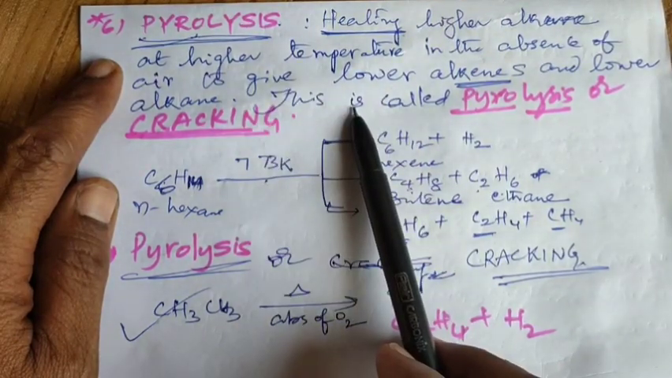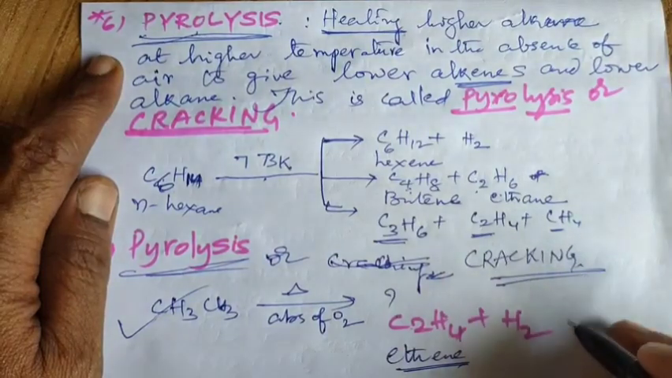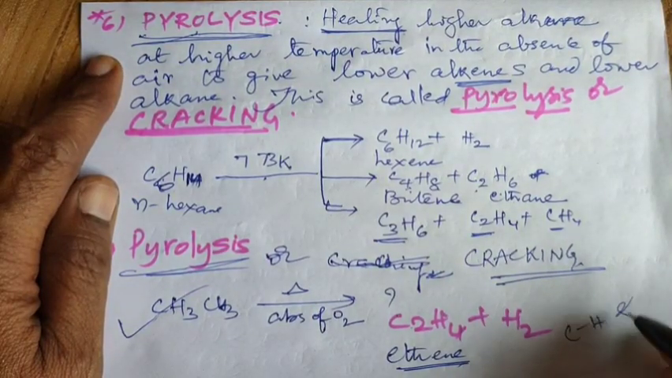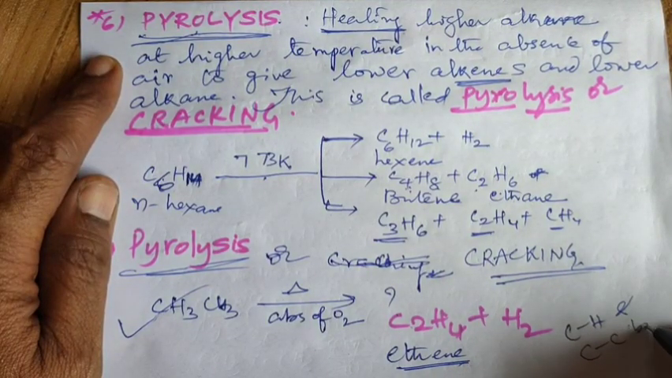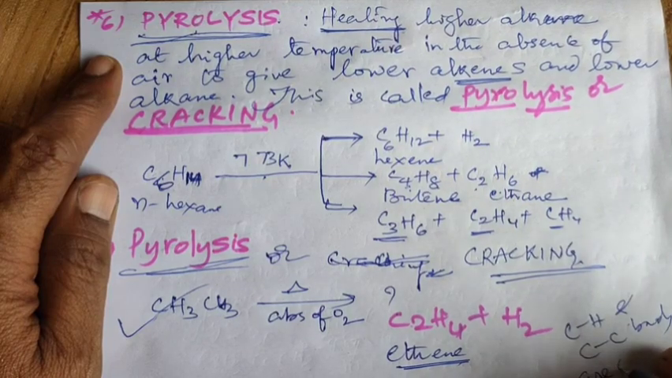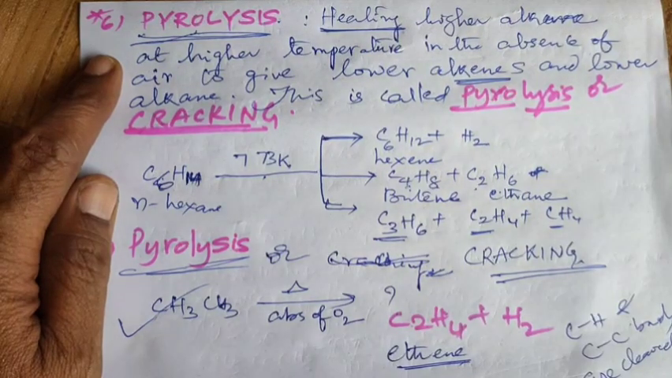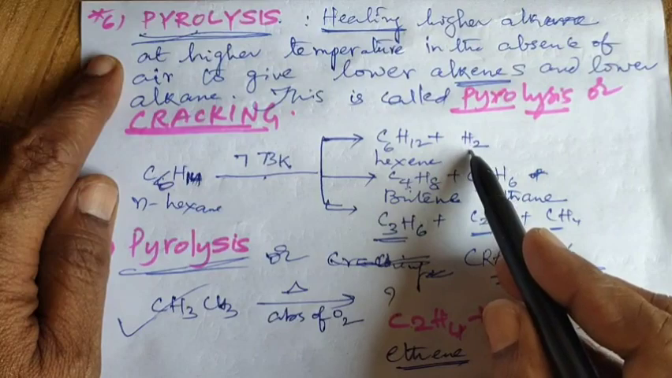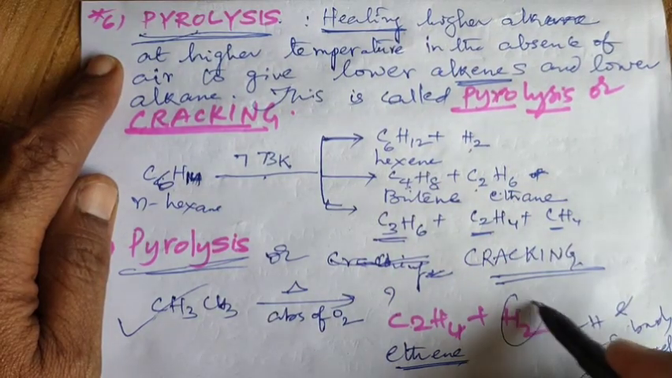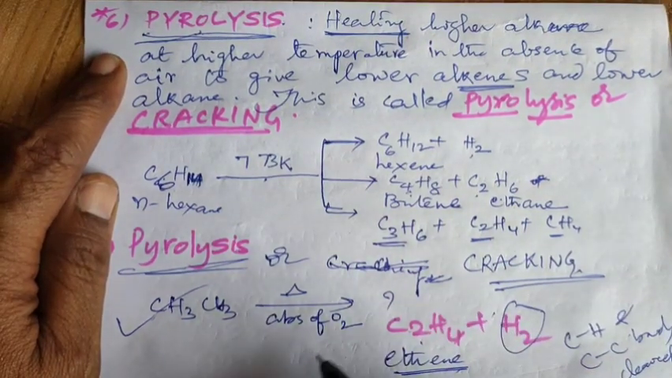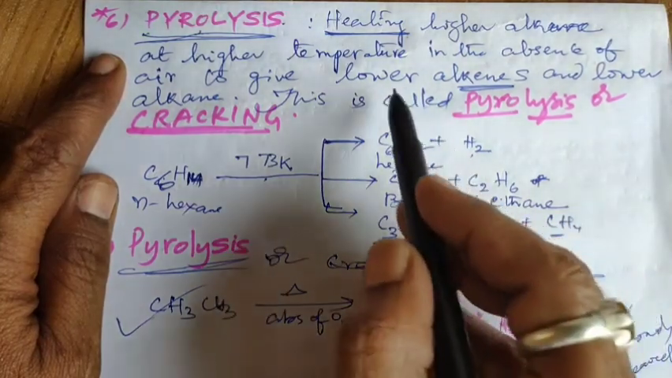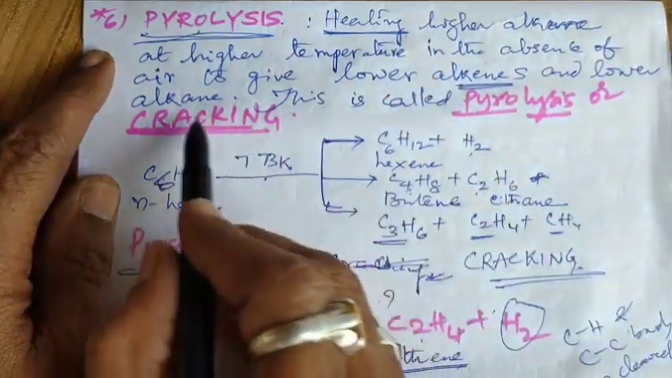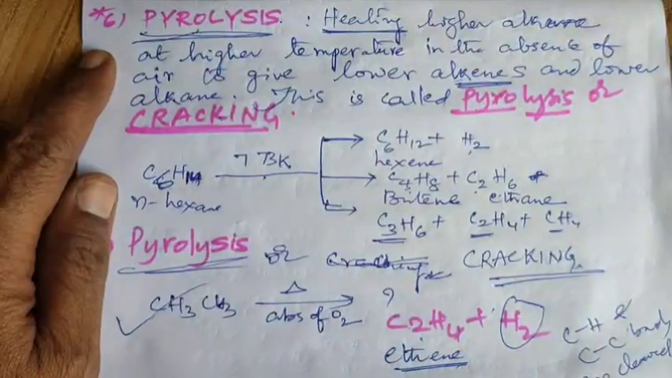Here what happened? Carbon-hydrogen bonds and carbon-carbon bonds are cleaved, and we are getting some hydrogen as well as lower hydrocarbons. Alkanes and alkenes are produced. Alkanes and alkenes are produced. This you have to practice.